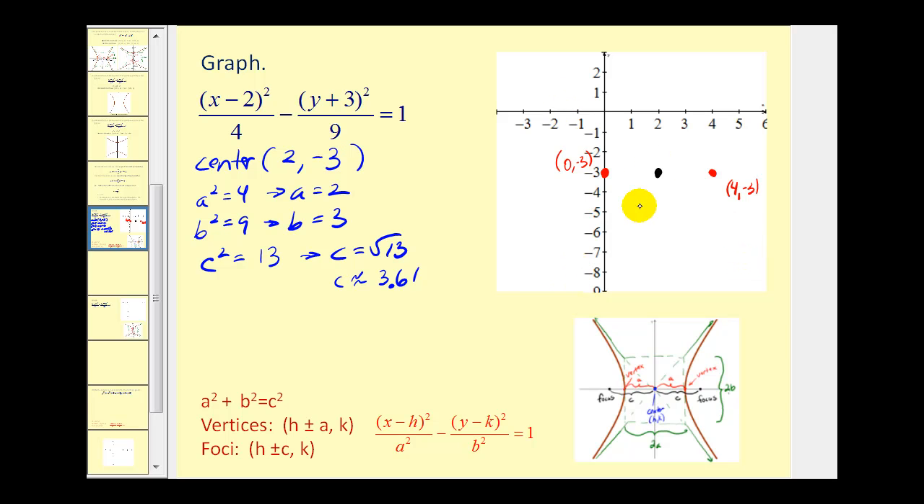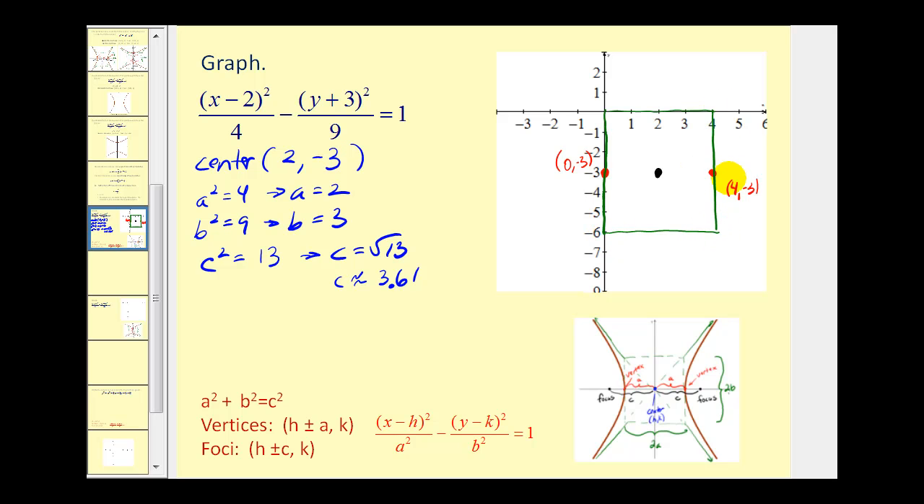The next thing we want to do is create this rectangle here with dimensions 2a by 2b so we can sketch those asymptotes. The length from this red point to this red point is 2a. This would be the width of the rectangle. The question is, what would the height be? Well, the height would be 2b, and since b is equal to 3, 2b would be 6. The rectangle would have a height of 6 units. So we'll sketch a rectangle 6 units high by 4 units wide, like so.